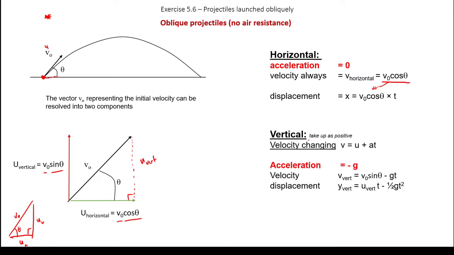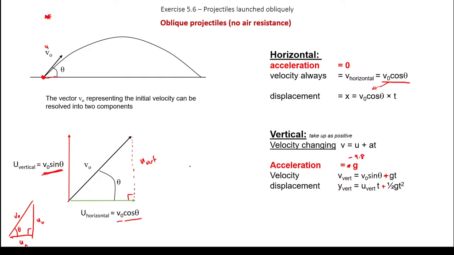Now with the vertical, and I haven't changed this slide, that is a positive. We're taking up as positive. Velocity is changing because in the vertical we have gravity affecting it. That means we have an acceleration of g, which is negative 9.8. So our velocity is v equals u plus at, where u, our initial velocity in the vertical component, is that.